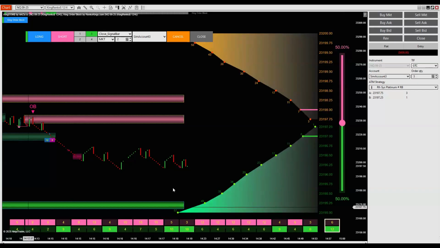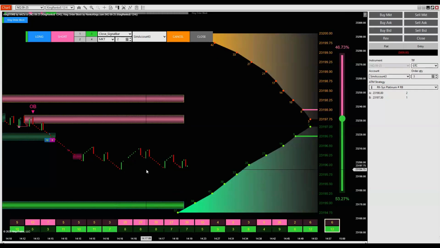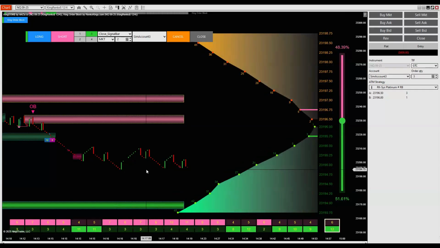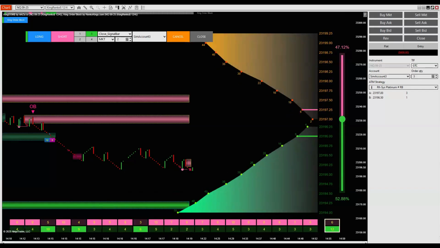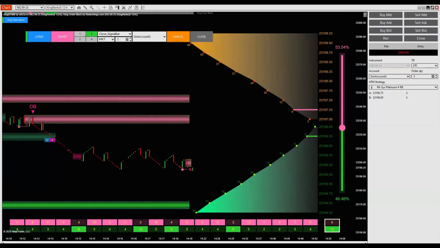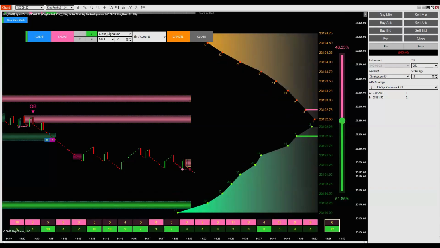Okay, so again, they're just going sideways, and as long as price is not in any zone, there'll be no signals, but we'll just wait. We'll just wait, plenty of time. That's why I wanted to get to this chart as soon as possible.